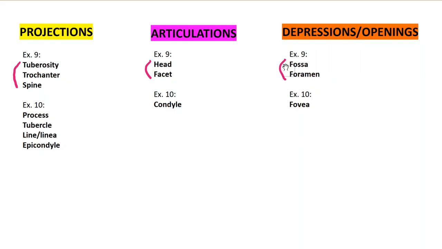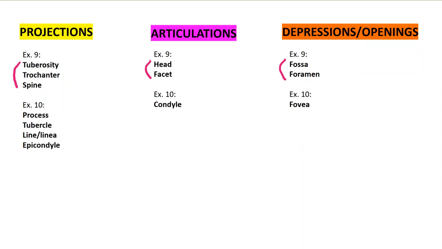And then in depressions and openings, we saw a couple of those in exercise 9. We saw fossa, which is a shallow depression, and a foramen, or foramina, plural, are literal holes in the bones for things to pass through the bones. So we've seen all of those before.